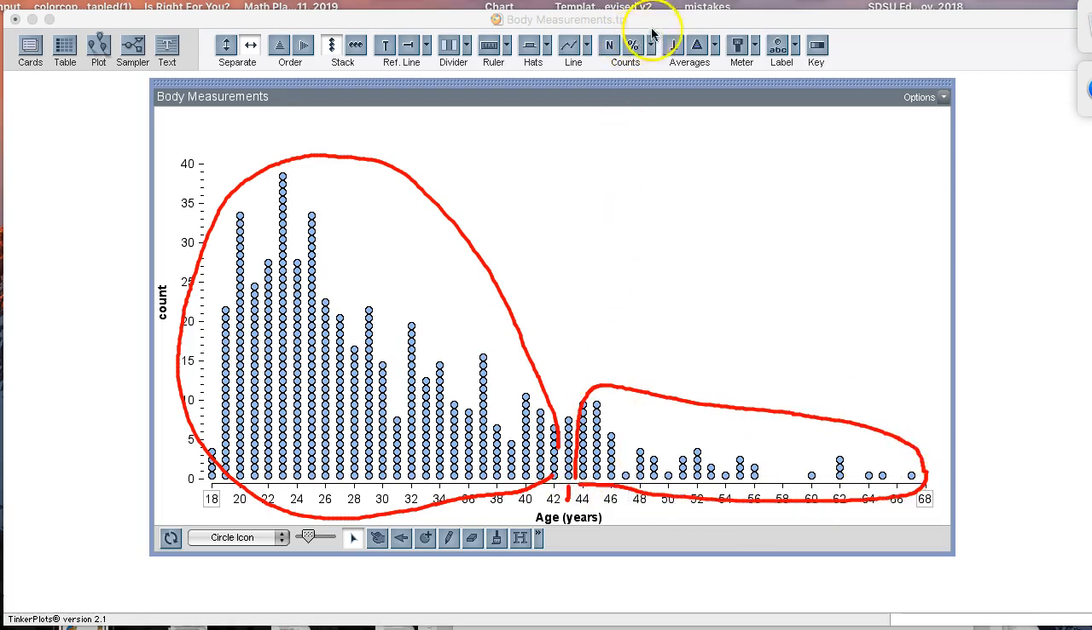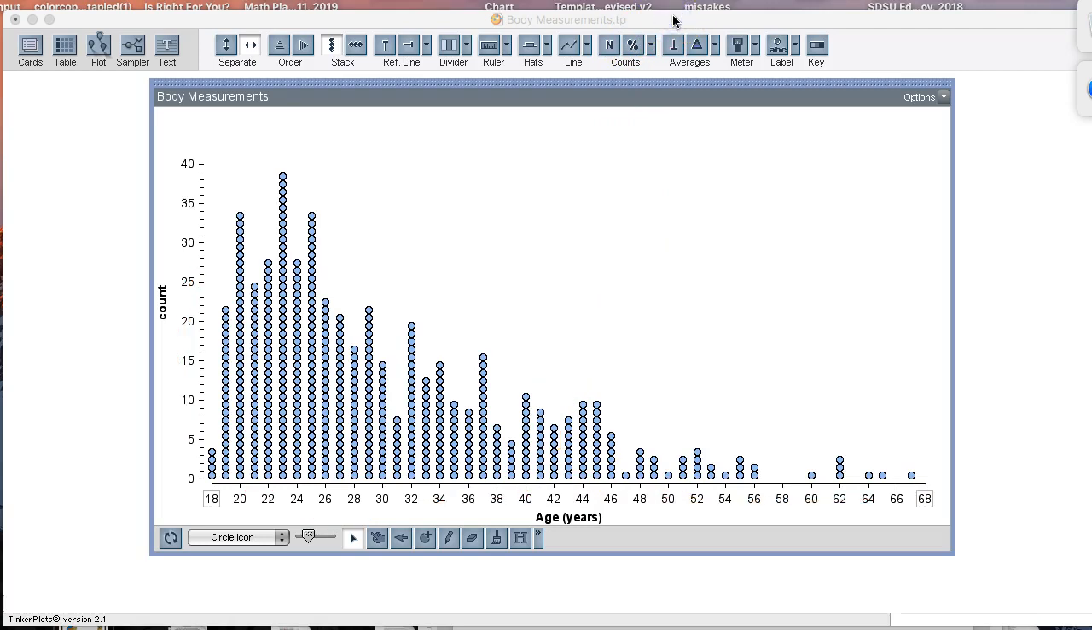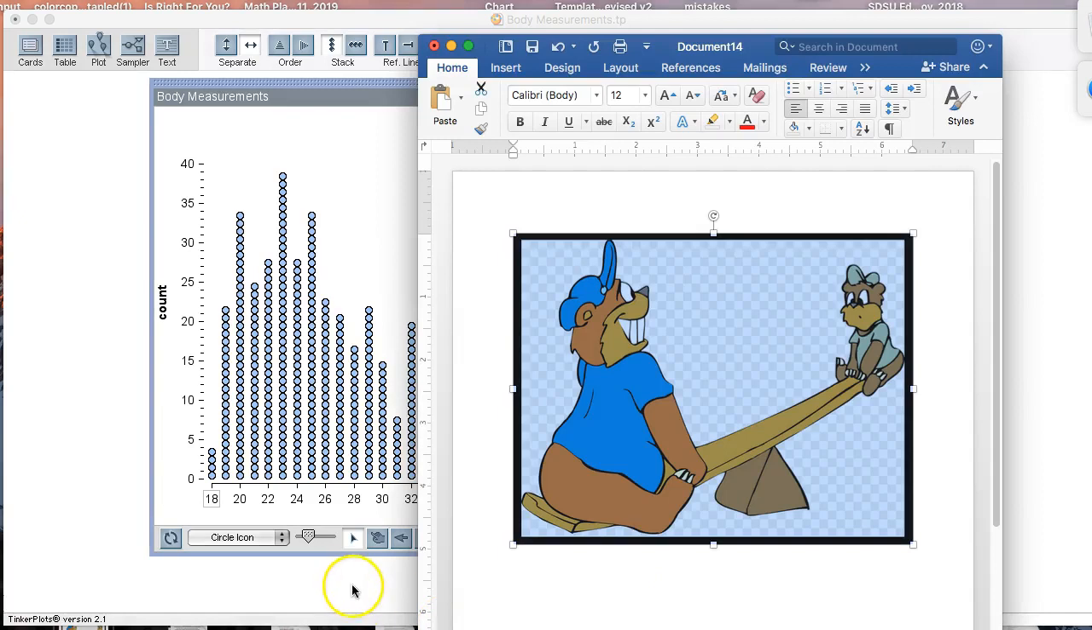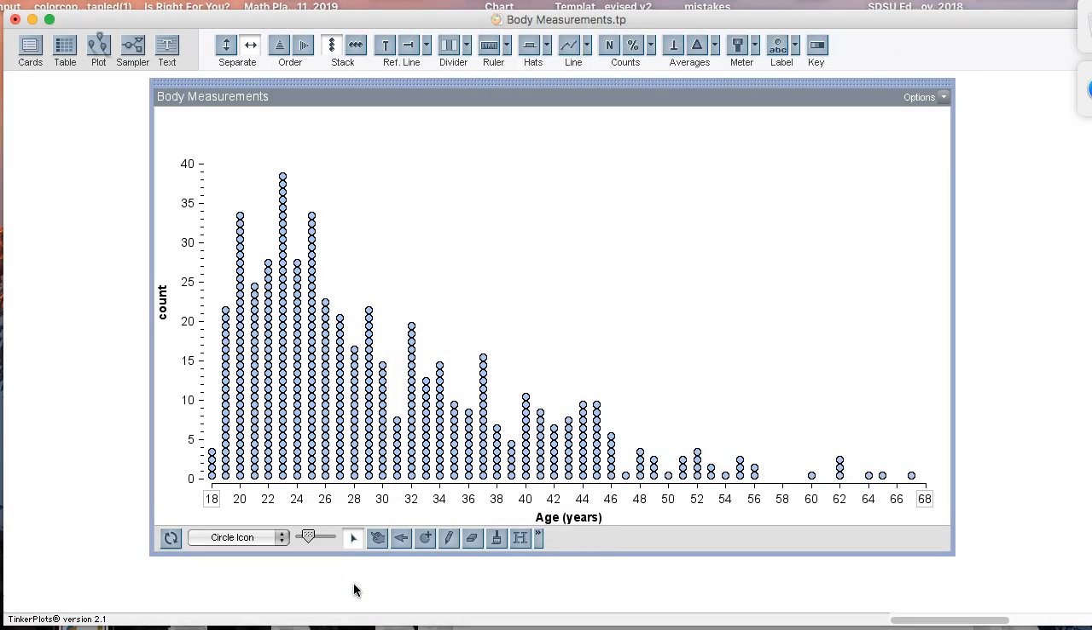Now, another way to think about the center is to think of a pivot point on a seesaw. If the pivot was at 43, would the seesaw be balanced? And it would not be. It would be a lot heavier or lower on the left. Something like this. So for these reasons, 43 does not represent the distribution well. It is not a good way to represent the center.